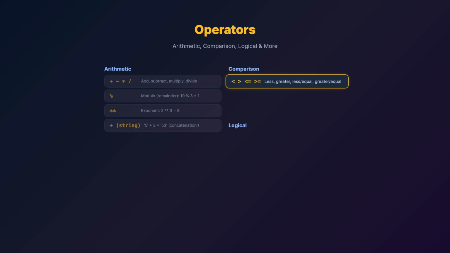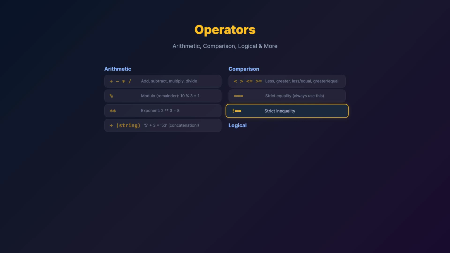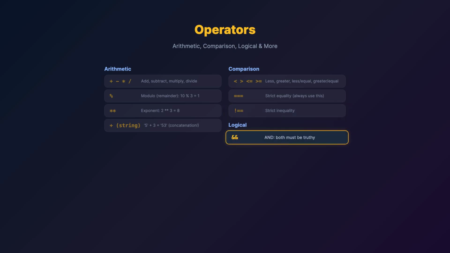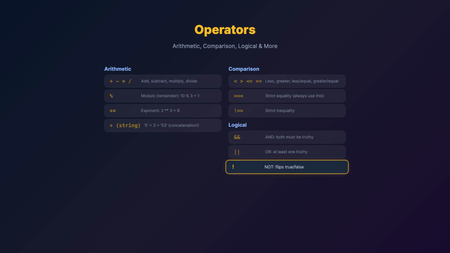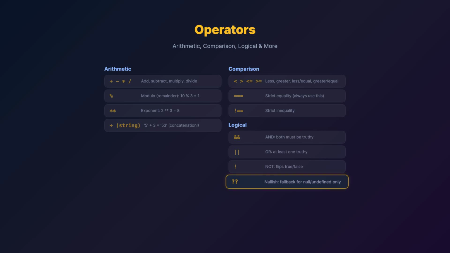Comparison operators: less than, greater than, less than or equal, greater than or equal. Triple equals for strict equality. Exclamation triple equals for strict inequality. These all return a boolean. Logical operators: double ampersand is logical and, both sides must be truthy for the result to be truthy. Double pipe is logical or, at least one side must be truthy. Exclamation mark is logical not. It flips true to false and false to true.